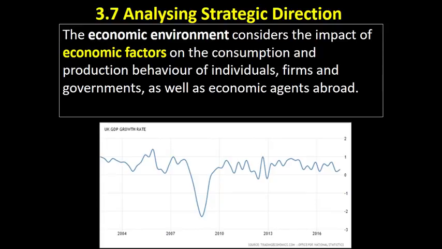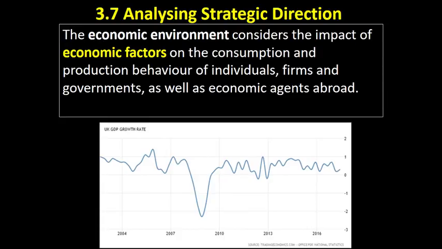So, the economic environment considers the impact of economic factors on the consumption and production behaviour of individuals, firms and governments, as well as economic agents abroad. Okay, that's quite a long definition. First of all, I've done something that I really don't like in the definition, which is defining a term by using the same term. In other words, I'm trying to define the economic environment by explaining that it's economic factors. I've searched for synonyms and I really can't find an appropriate one for economic factors. What I mean by economic factors I'll go into in just a minute.